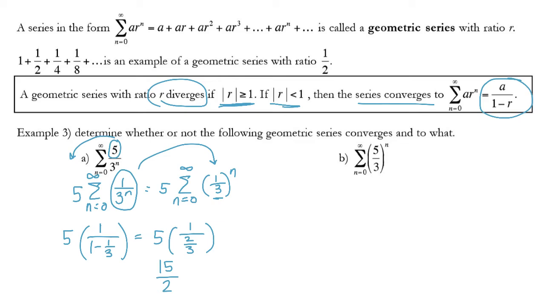All right, so very quickly, if you build off of what we just looked at, notice what this ratio would be each time. We're multiplying by 5/3. Well, the absolute value of 5/3 is greater than or equal to 1, so instantly we know this diverges.